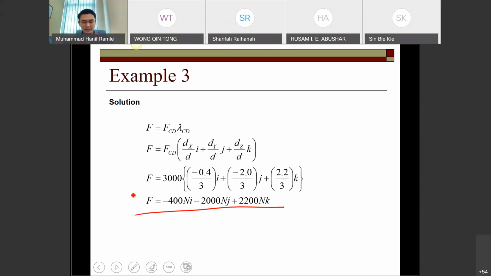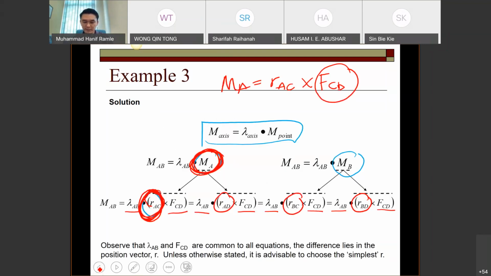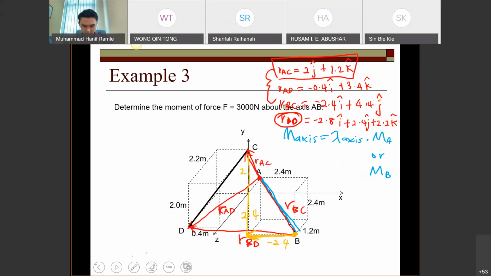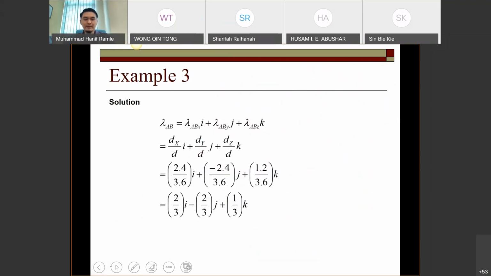Okay, and then the lambda. This one is having a moment later on. And then a lambda exists, which is lambda AB. So it is a unit vector from A to B. It is similar to the coordinate method. You have to determine dx, dy, dz, and d.